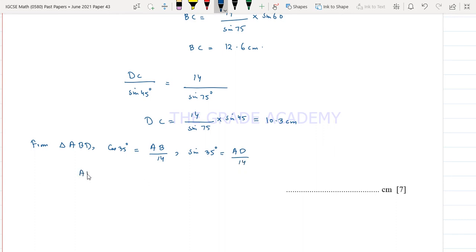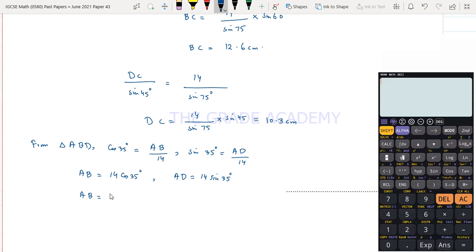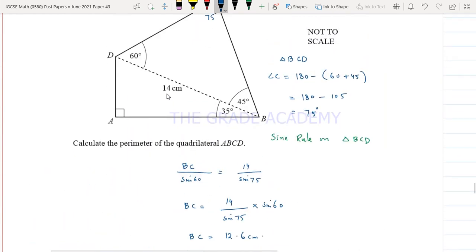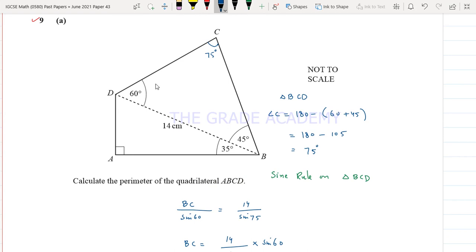Okay, so AB will be equal to 14 times cos 35, and AD will be equal to 14 times sine 35. So AB is equal to 11.5 centimeter, and AD is equal to 8.03 centimeter. Okay, so now we have determined all the boundary lengths of this quadrilateral ABCD.